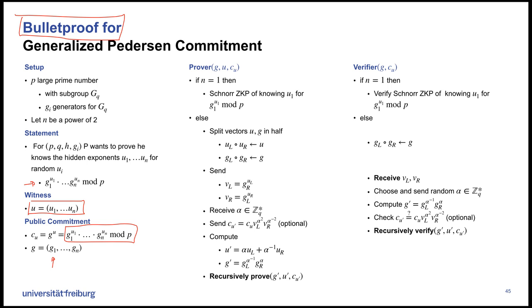And this is the algorithm. So the prover does the following. If n is equal to 1, then just do the Schnorr proof, because we just have one exponent, and we can send a random number, g to the random number, we get some challenge, c, and then we compute b times, what was it, u1 times the challenge plus this random number. Okay, so that's done.